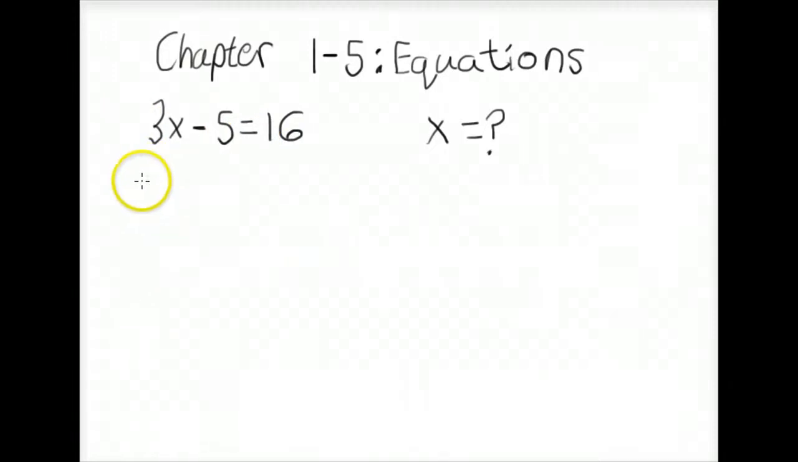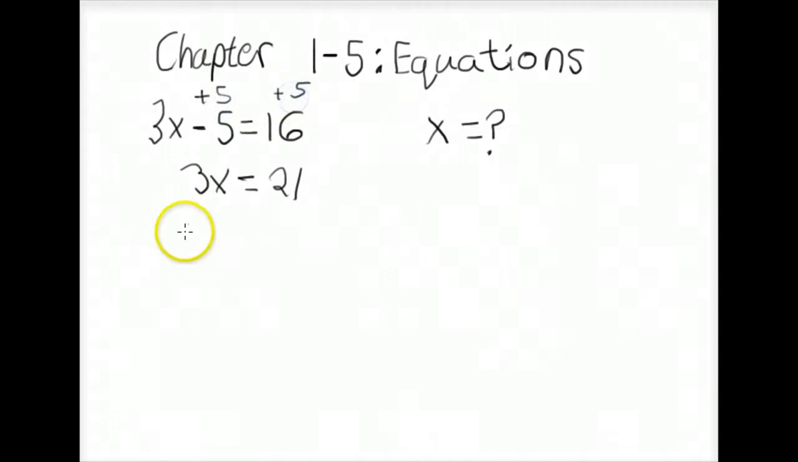Now this, I'm sure you've done in Algebra 1, but the process is to start by adding 5 to both sides. So we're going to have 3x equals 21, because we're just adding 5 on the left side and adding 5 on the right side, which you can do. Now we're going to divide by 3 on both sides. So x must equal 7, because we're dividing by 3, or multiplying by 1/3.